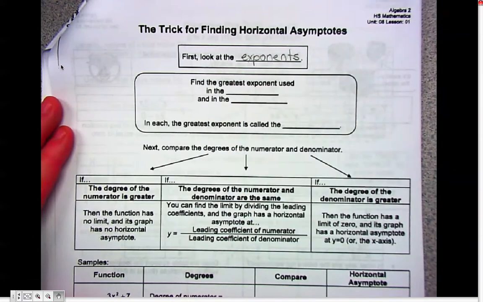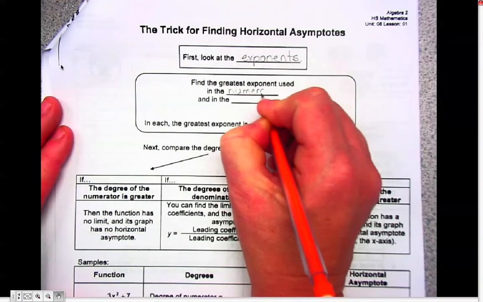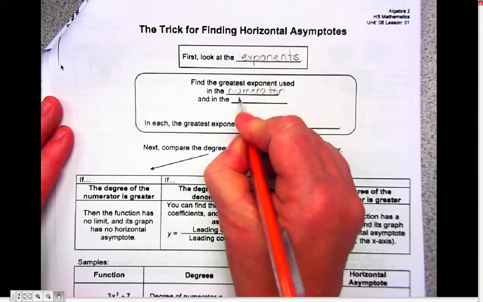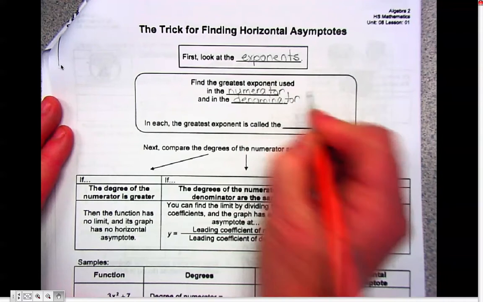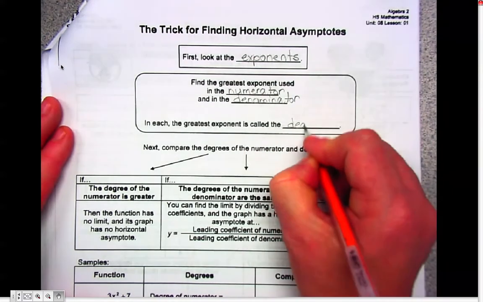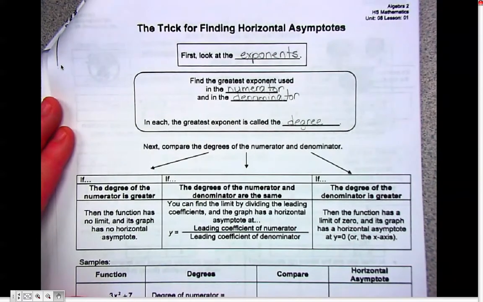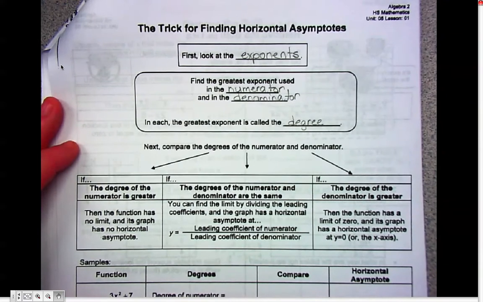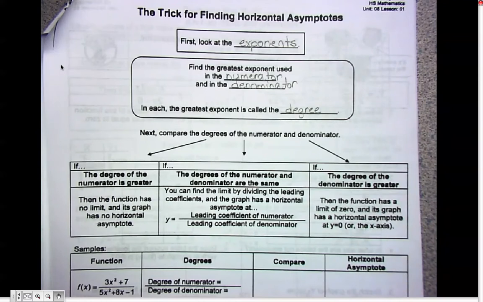And you find the greatest exponent used in the numerator and in the denominator. In each, the greatest exponent is called the degree. We're looking at the degree of the numerator and the degree of the denominator, and those are your exponents. Okay, then there are three possibilities. The three possibilities are a number, y equals 0, or none.